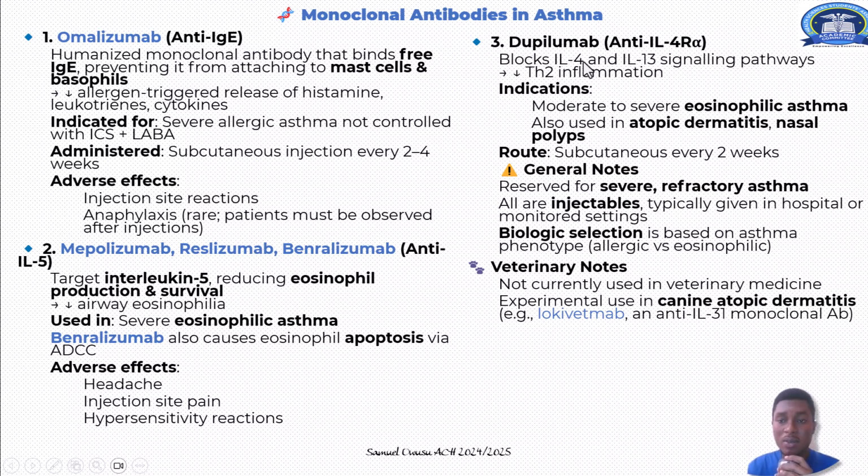We have a new agent, dupilumab, which also blocks the IL-4, IL-13 pathway, like that of omalizumab. But one thing you have to take note of is that these agents are not routinely used. They are reserved for severe refractory asthma, and they are all injectables.